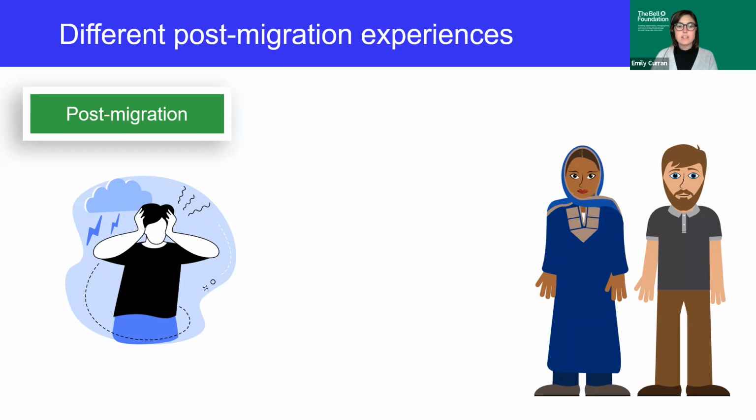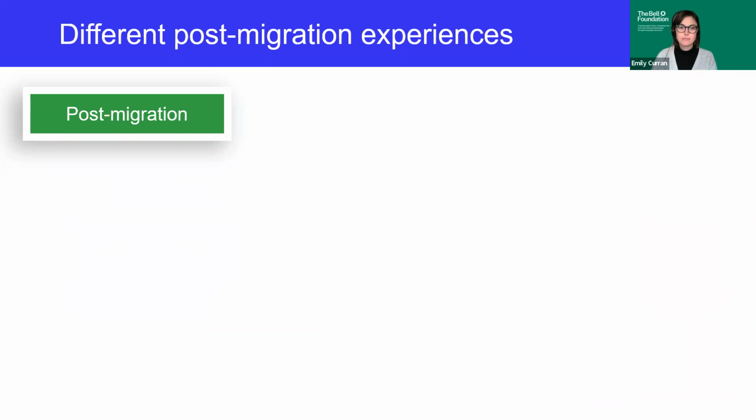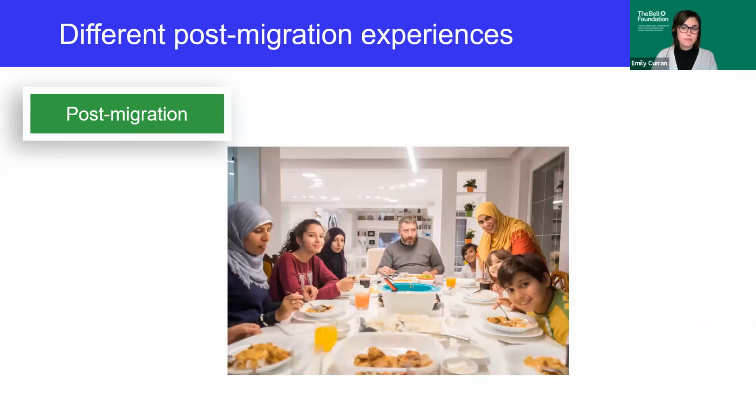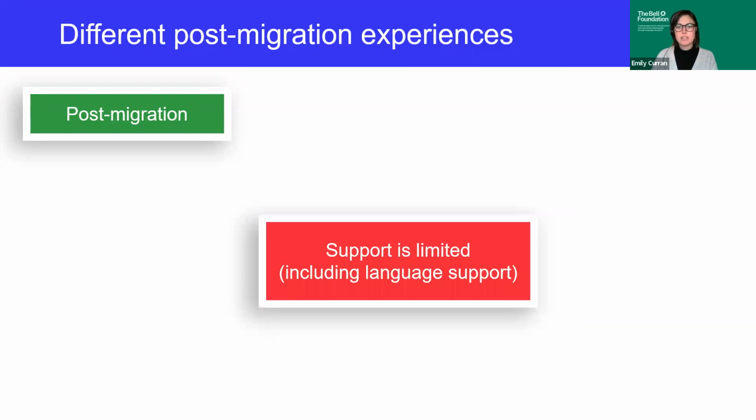As well as this, some families will be facing a complicated asylum process and a complicated process for getting a school place, accessing healthcare, and so on. Some families will arrive and be part of an established community, whereas other families will arrive in isolation and may end up living in more remote areas with less access to support, including language support.